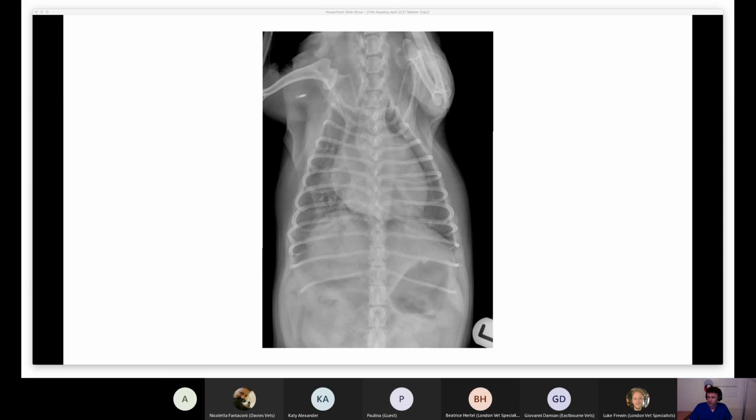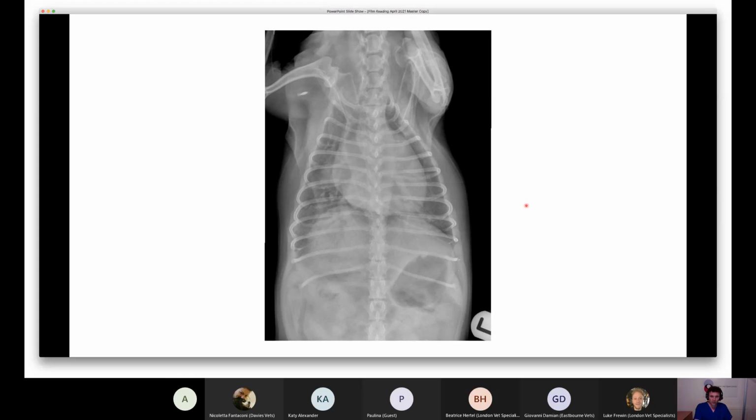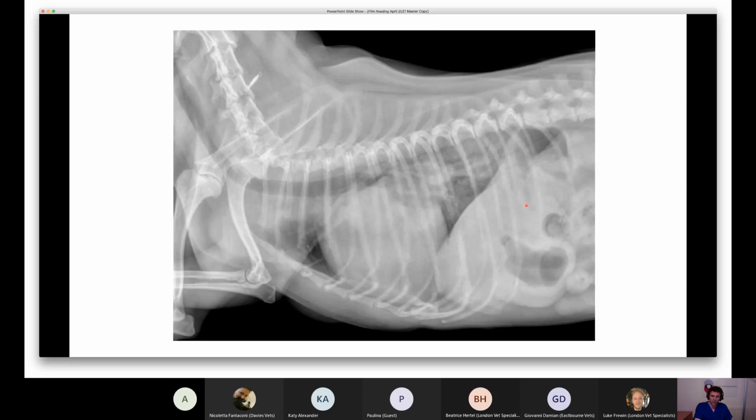So yeah, in terms of other imaging modalities you could recommend to further investigate the changes that we've seen on these radiographs, an echo would certainly help us look at the left atrium, the left ventricle, and the mitral valve, and confirm our suspicions, but not before we've stabilized this patient and sorted out the heart failure here.